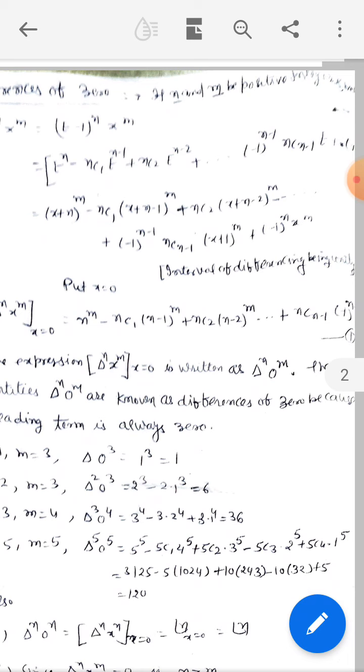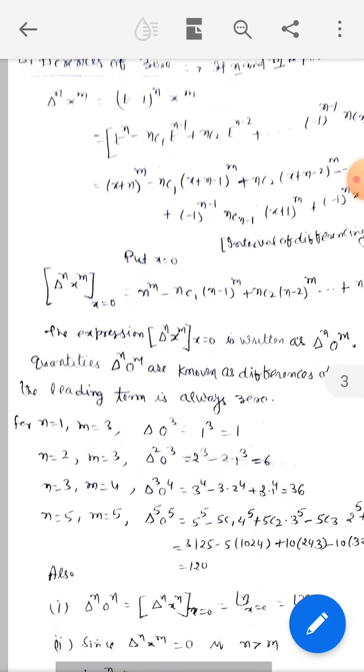The interval of differencing is taken as unity. Now put x equal to 0, then the n-th forward difference of x to the power m at x equal to 0 is equal to n to the power m minus nC1 (n minus 1) to the power m plus nC2 (n minus 2) to the power m plus the same terms up to nC(n minus 1) into (minus 1) to the power 1.